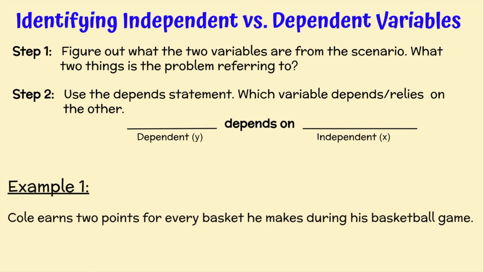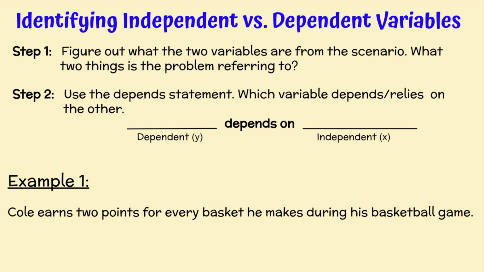Let's take a look at our first example. Cole earns 2 points for every basket he makes during his basketball game. First thing is we have to follow step 1. What two variables is this scenario referring to? It's talking about the points, and it's talking about baskets. So our variables are the number of baskets and the number of points.